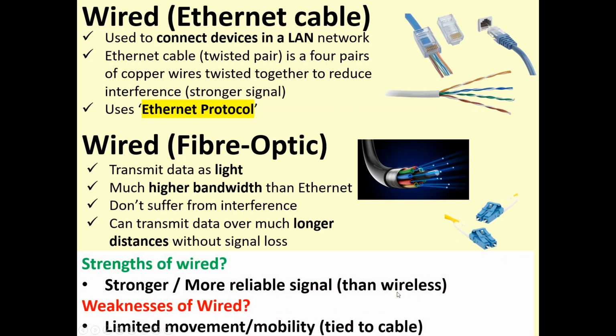So what's good about it? What's good about wires in general? It is a stronger, more reliable signal. So if you're using wired connections for a network, it is a stronger, more reliable signal than wireless. However, with wired networks such as Ethernet or fiber optic, you have limited mobility. You can't walk around with it because you're plugged into a cable, so you cannot move around so much. So stronger, better signal, generally faster bandwidth, but you have limited mobility. You can't walk around.